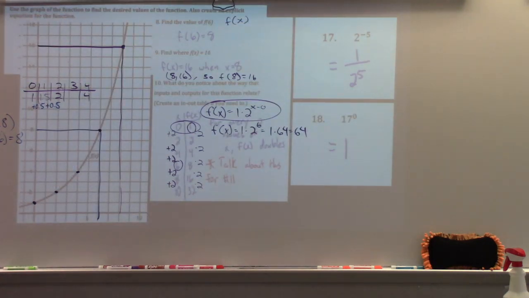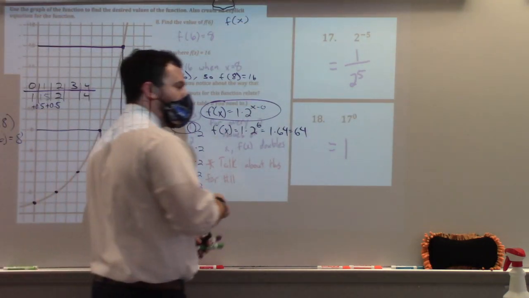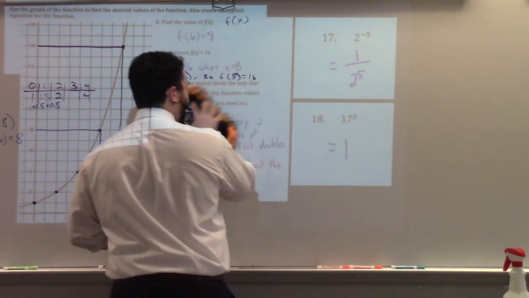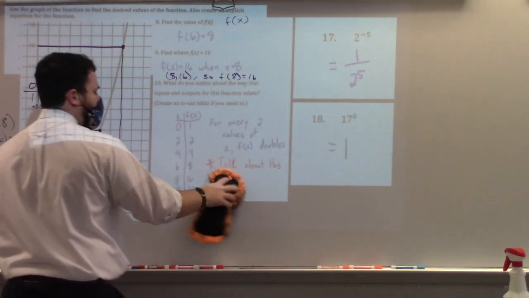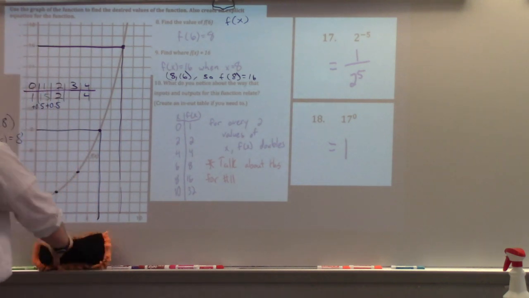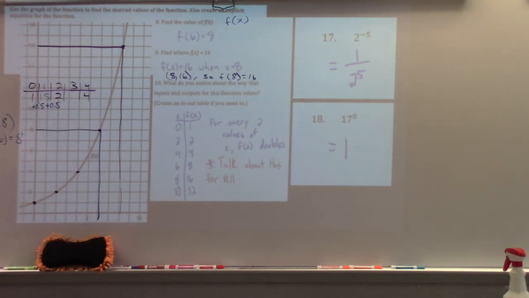17 and 18, do we need to talk about these two at all? We went over these concepts before the Thanksgiving break. How to deal with a negative exponent and deal with the exponent of 0. Go back over it. I kind of forgot.